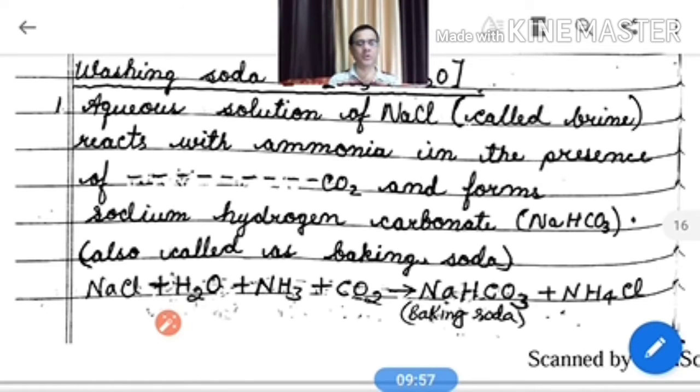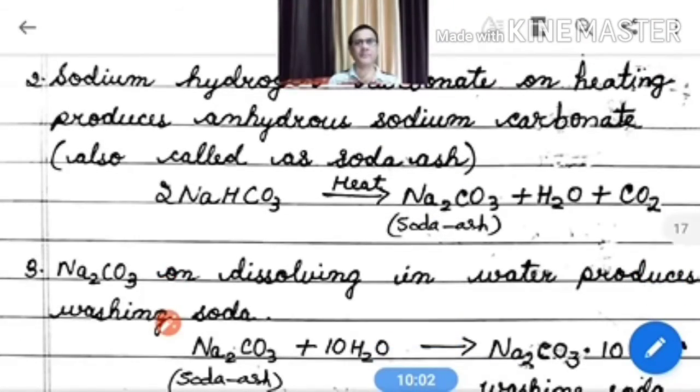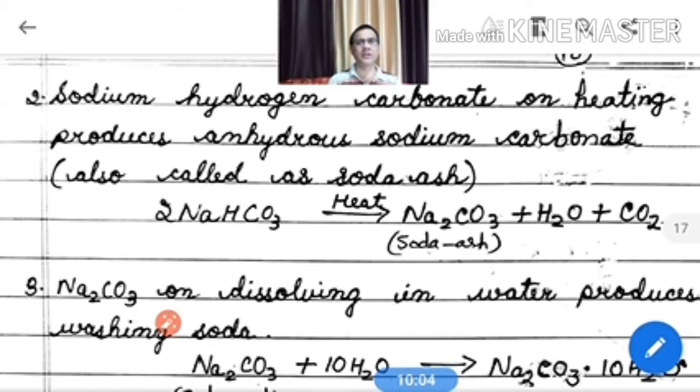Now further 2 more steps are there. Now this baking soda is heated. 2NaHCO3 on heating gives, when the sodium hydrogen carbonate or baking soda is heated, Na2CO3 and this is called soda ash. This Na2CO3 does not contain any water molecule and that is why it is also called anhydrous sodium carbonate, and anhydrous means without water. So Na2CO3 is called anhydrous sodium carbonate or soda ash.